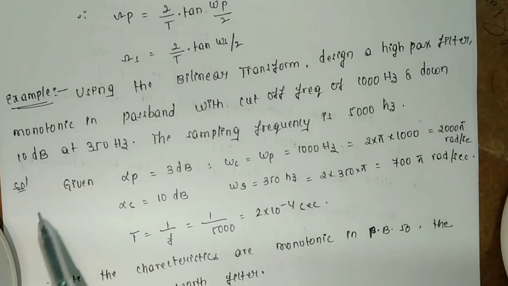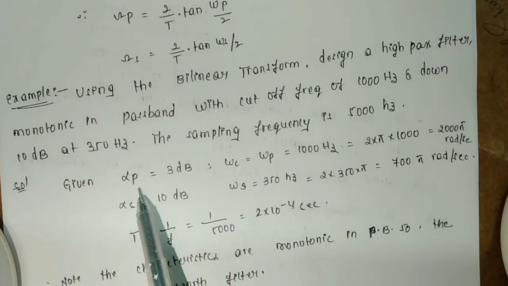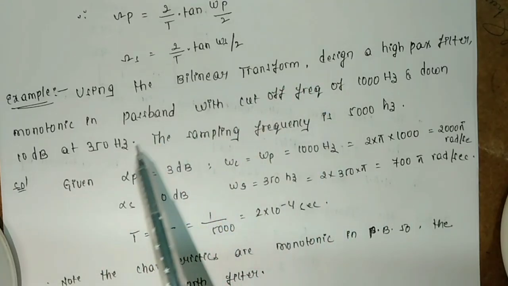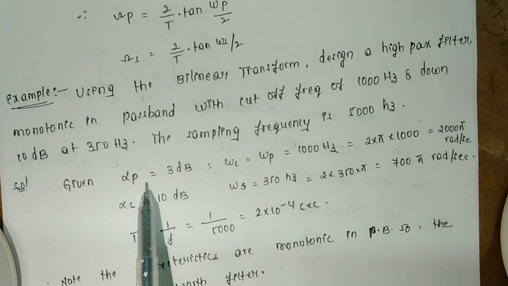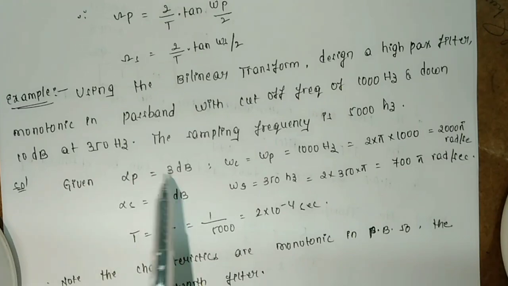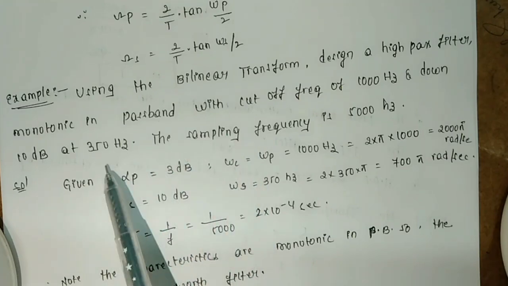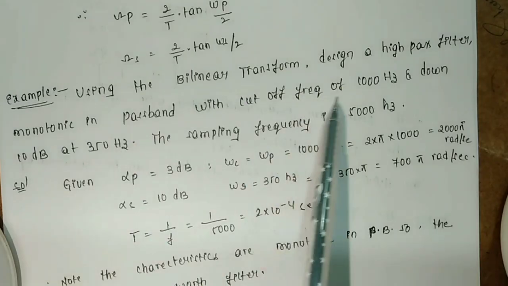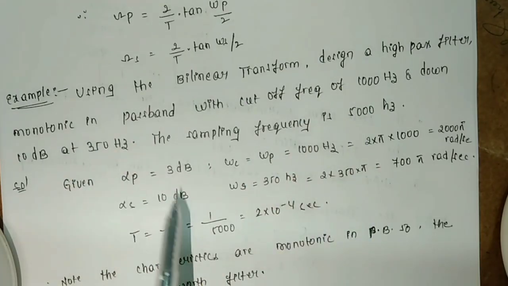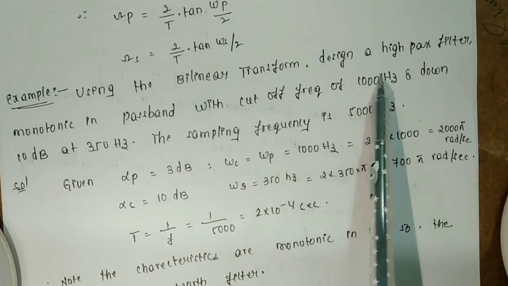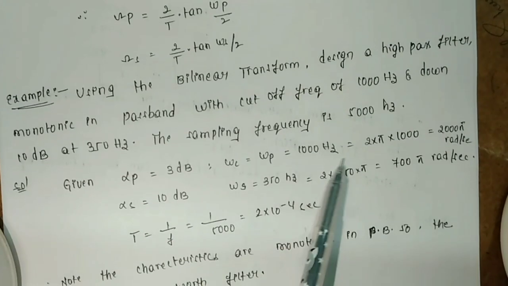Let us write the data here. Alpha p is equal to 3 dB, since monotonic in passband has been given, meaning the 3 dB cutoff frequency. Alpha s is equal to 10 dB, since they have given down 10 dB here. And omega c, which is equal to omega p, is equal to 1000 Hz, as given.